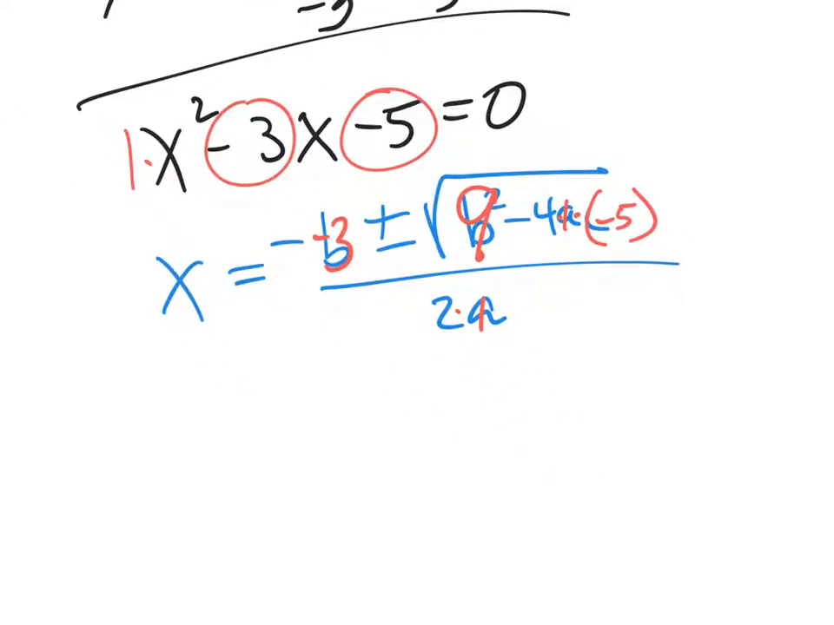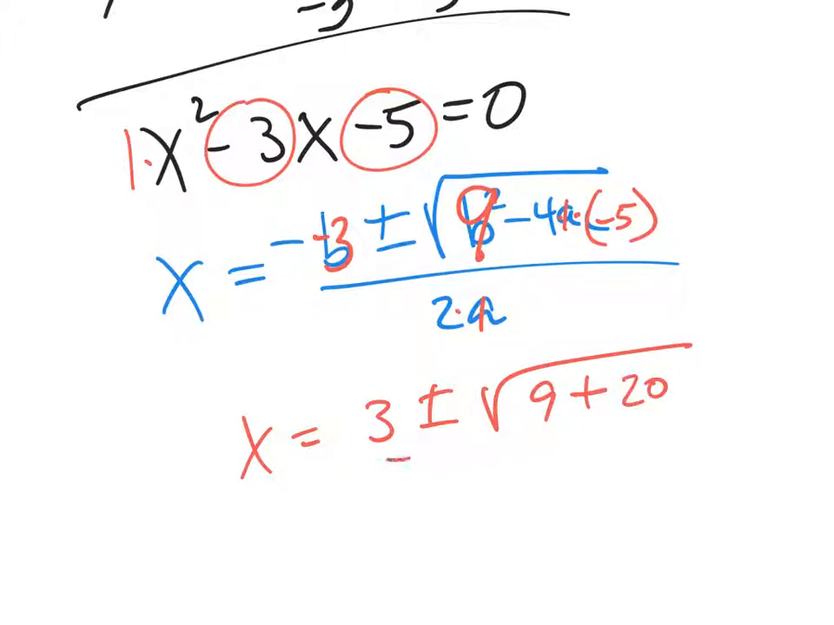Now I'm going to clean it up. x equals 3 plus and minus the square root of 9 plus 20. If you're going to mess up, right there is where a lot of kids would have messed up. Because they're going to go, what? You said it's b squared minus 4ac, but it's minus a negative. Because there's a negative in here, and there's another negative, that makes it plus.